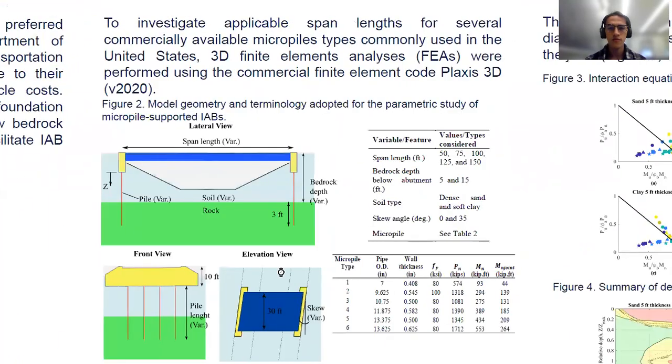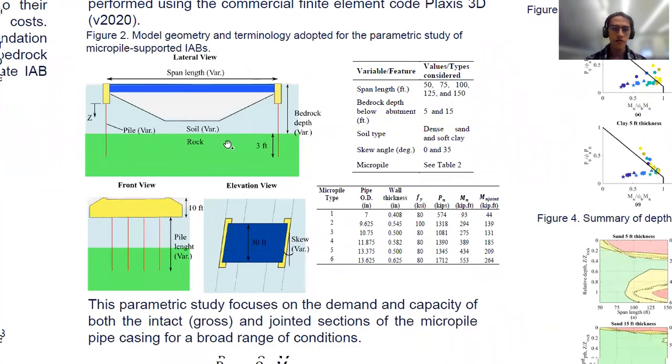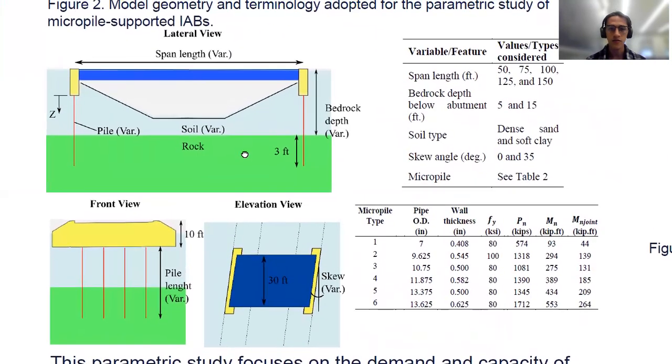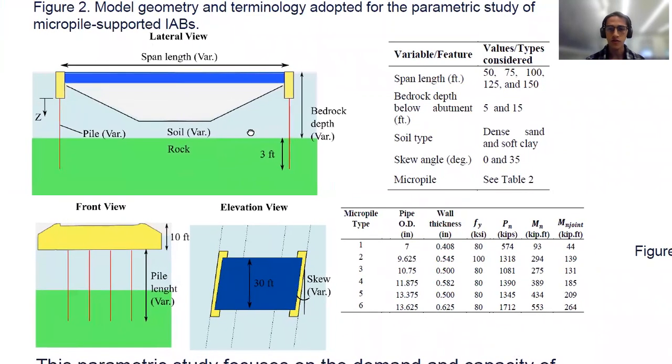To attain that goal, we performed a parametric study modeled with the finite element method. We used the commercial software Plaxis 3D, and our parametric study is an extension of a validated model that we did reproducing experimental data. In the parametric study, we varied the span length, the bedrock depth, the soil type, and the skew angle of the bridge, and of course, we considered different micropile sizes going from an outer diameter of 7 inches up to 13 inches.